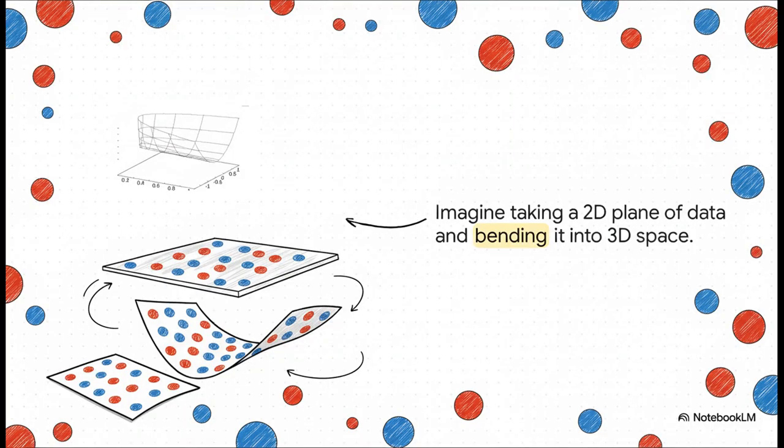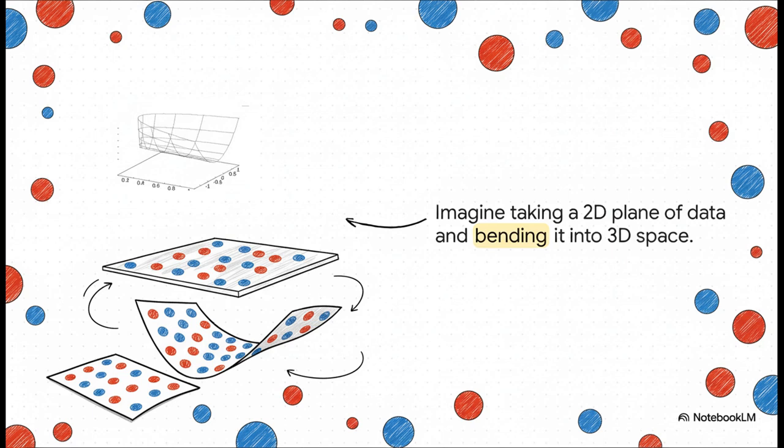Imagine you have a bunch of red and blue dots all mixed up on a flat sheet of paper. You can't draw one straight line to separate them. But what if you could just lift that paper up and bend it? All of a sudden, from a new 3D perspective, you could easily just slice a flat plane right through the middle, cleanly separating the reds from the blues.